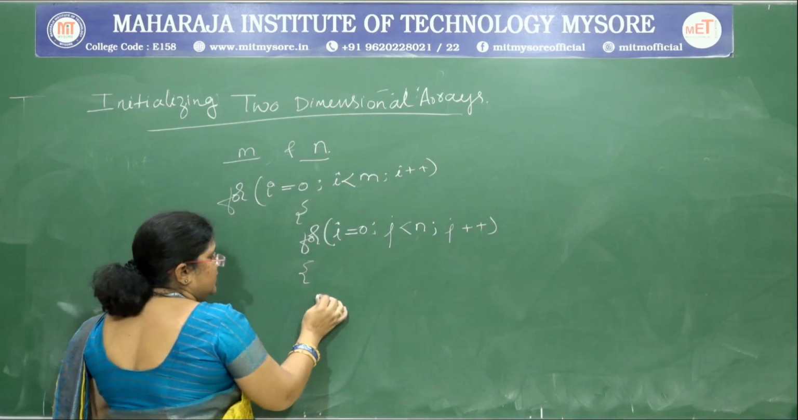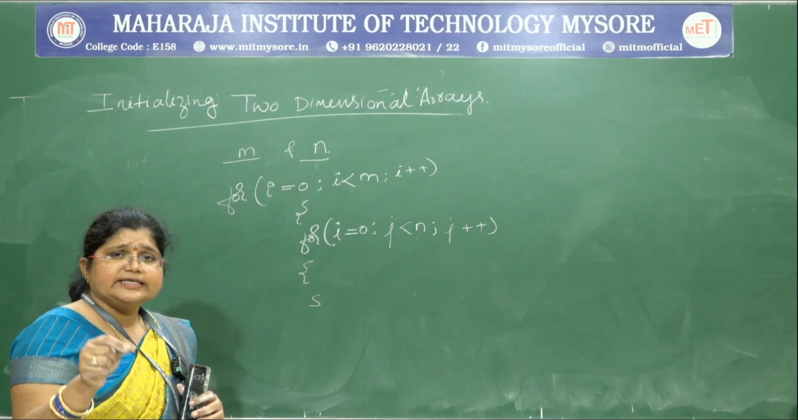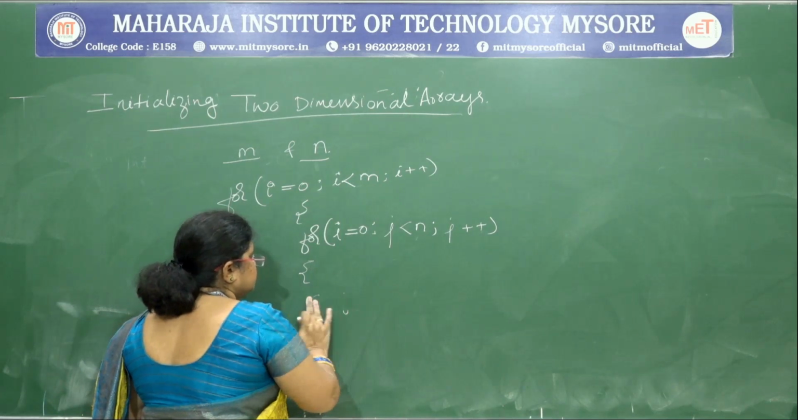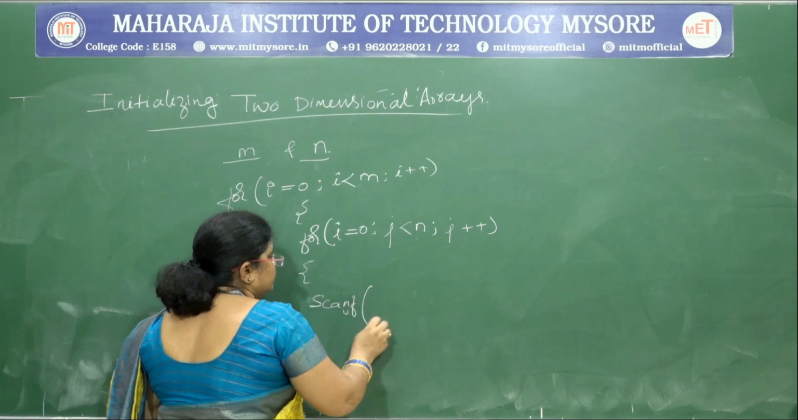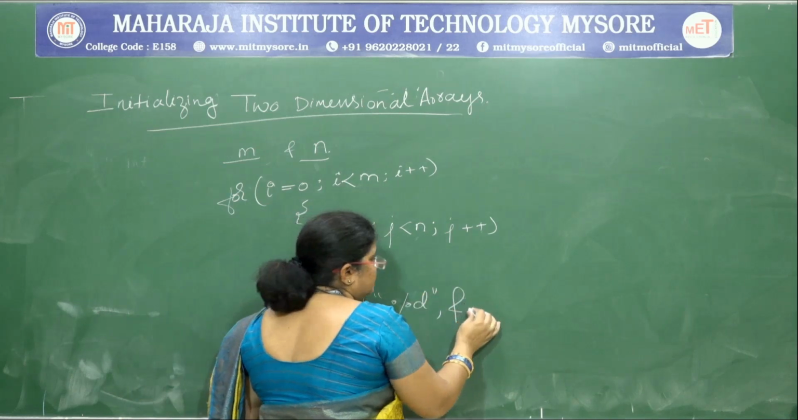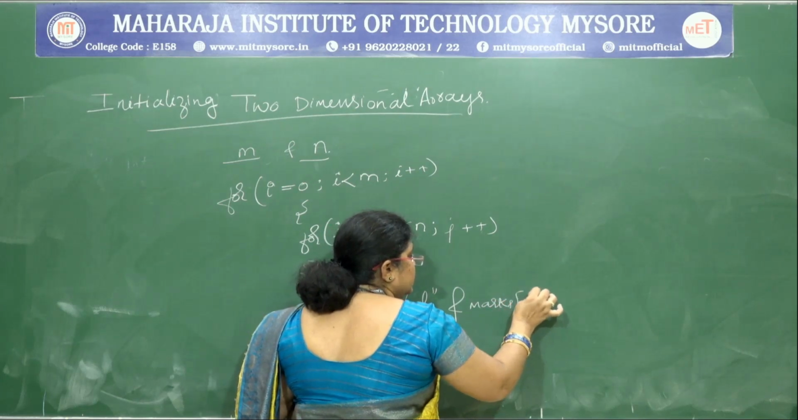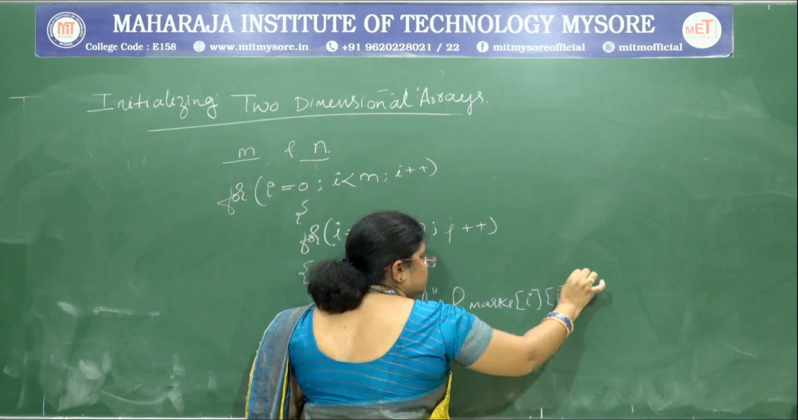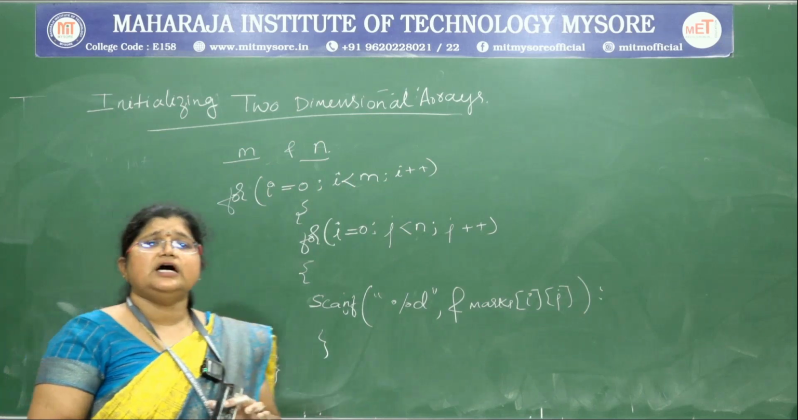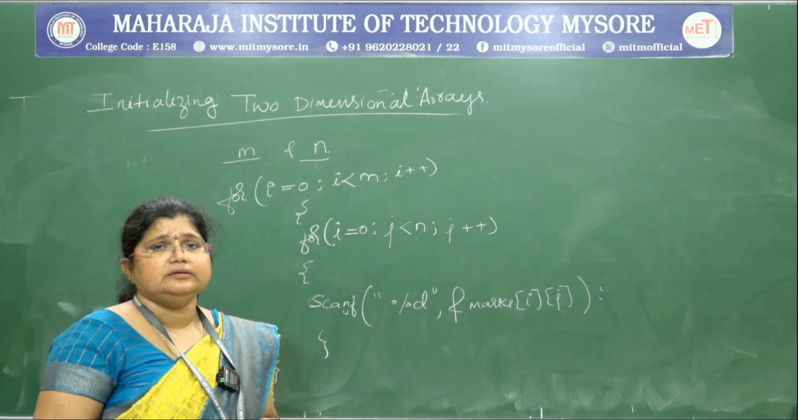Now next we are going to enter or initialize the elements by using a scanf statement, that is scanf("%d", &marks[i][j]). So this is another way of initializing the data elements into the table.